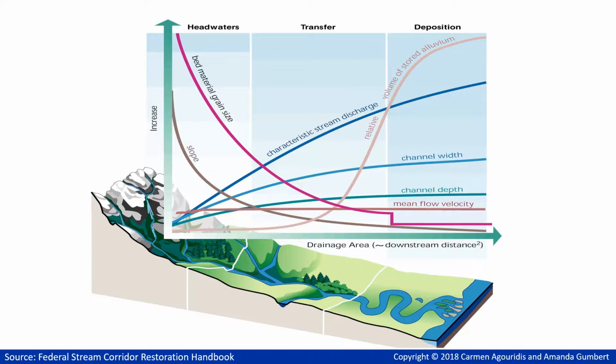As seen in this diagram developed by the Federal Interagency Stream Restoration Working Group, several geomorphic features are related to drainage area. The characteristic or bankfull discharge, as represented by the dark blue line, increases with increasing drainage area in a predictable pattern. Bankfull refers to the maximum discharge a stream can carry before it spills out onto its floodplain.